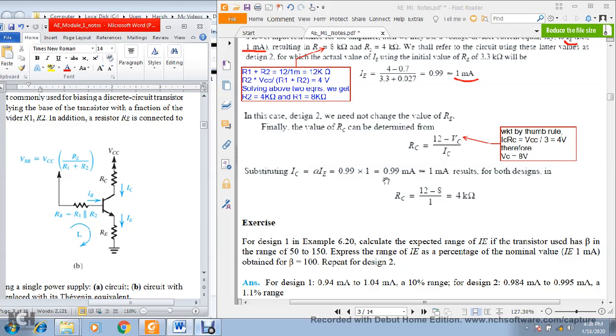Then what about IC? For IC we have the formula alpha times IE. Alpha is 0.99, a constant value, and times 1 milliampere gives you 0.99 milliamperes, approximately equal to 1 milliampere, which is IC. We know IE is approximately equal to IC because we are going to neglect IB. IE is equal to IC plus IB, so neglecting IB makes IE equal to IC. IE is 1 milliampere, so IC is also 1 milliampere. Substituting that, you get RC as 4 kilo ohms. Now this completes the design, right?